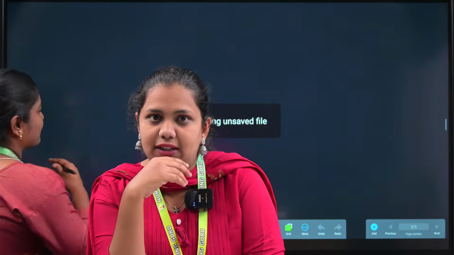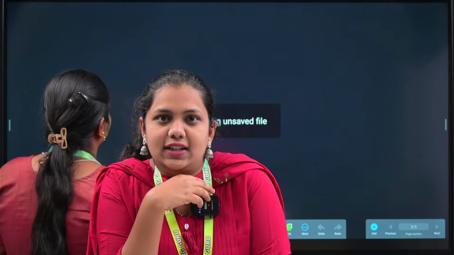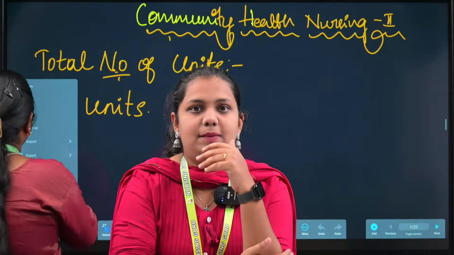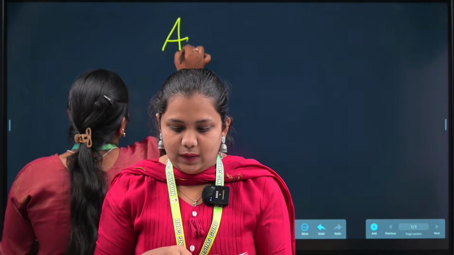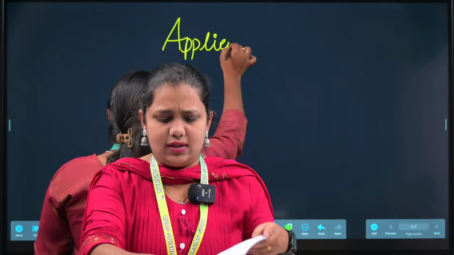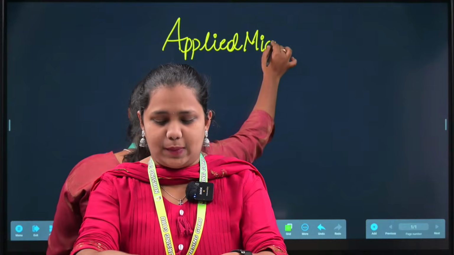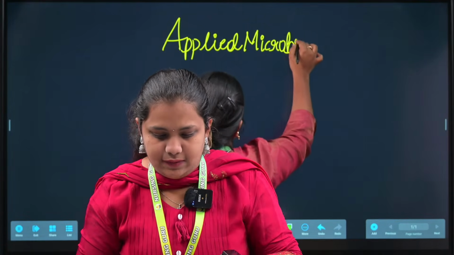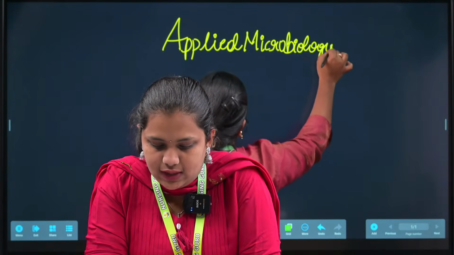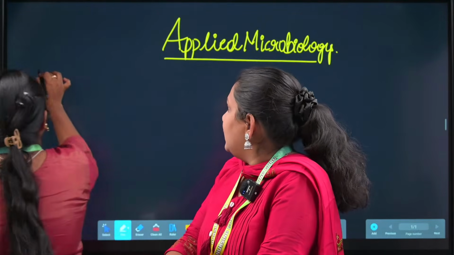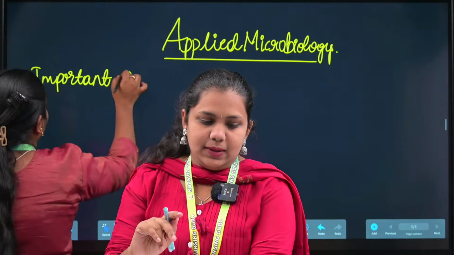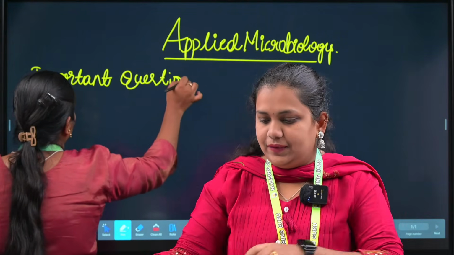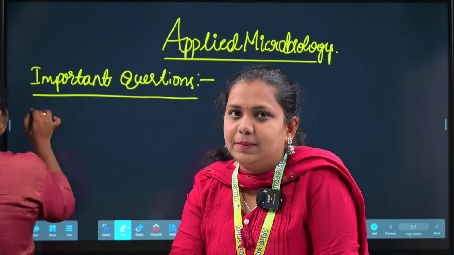Okay, now we will start with our subject, applied microbiology and infection control. In the first part we will discuss applied microbiology, and later we will go to infection control. First we will discuss the most important, most expected questions, starting from unit 1, introduction to microbiology. You can take it down, it is very important. We will give the important questions first, and after that we will start the syllabus review. First, take down the important questions. These are the most predicted questions.